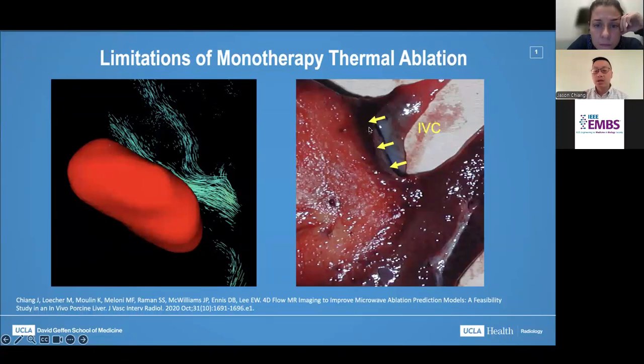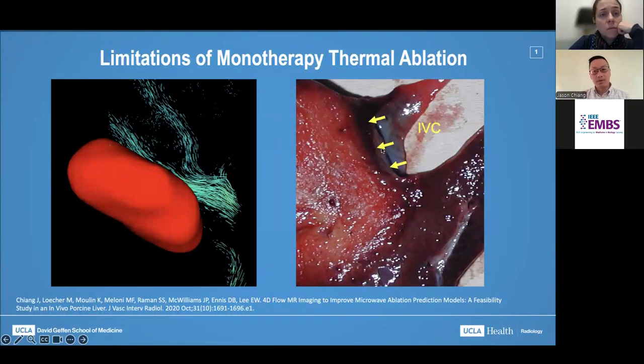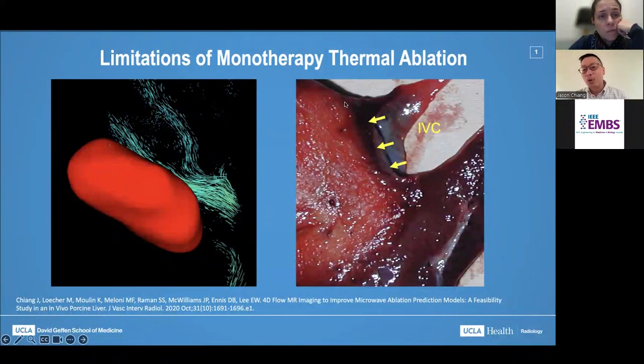You have to treat very aggressively in these areas, because if you don't, you're going to leave viable tissue here. And this is bad because if there's viable tumor in this area and it goes into the IVC, the next place it goes is to the heart and then the lungs. And the lungs is one of the top 2 places that liver metastases go. So it's very important that you treat this adequately.